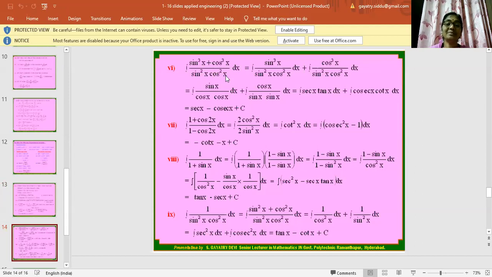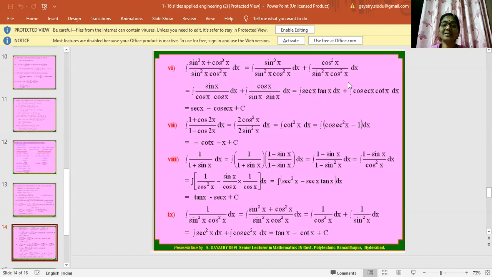The denominator is a single term, only a product. Because it is a single term, split it: sine cube by sine square x into cos square x, and cos cube x by sine square x into cos square x. According to sine cube over sine square, we get sine x in the numerator, and the denominator is cos x into cos x. You can write cos square, but for comfort I am writing cos x into cos x, so that 1 by cos is secant, sine by cos is tan. So the first term gives you secant x into tan x.